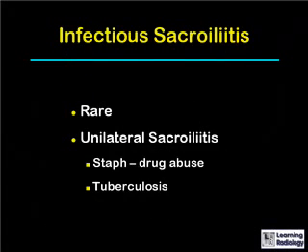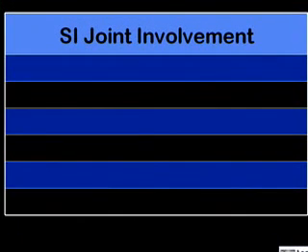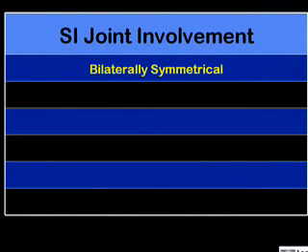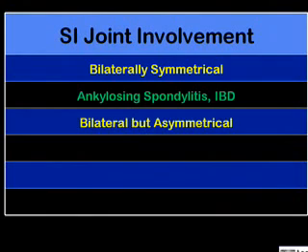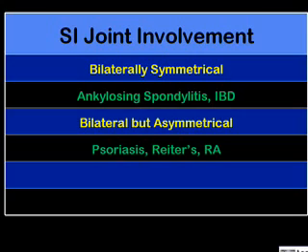Infectious sacroiliitis is rare. It may produce unilateral sacroiliitis, and infectious agents that produce this finding can include Staphylococcus, especially in patients who are drug abusers, or tuberculosis. So let's review. For SI joint involvement, bilaterally symmetrical, think of ankylosing spondylitis and inflammatory bowel disease. Bilateral but asymmetrical, think of psoriasis, Reiter's, and rheumatoid arthritis. And unilateral, think of tuberculosis or Staphylococcus.